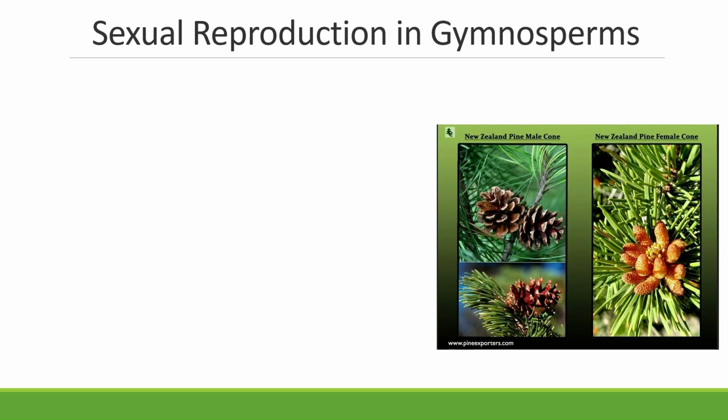The wind-dispersed pollen from the male cones must travel through the air to reach the female cones, since gymnosperms rely on wind for pollination. They produce large quantities of pollen to increase the probability that some of those pollen grains will land on the correct target.